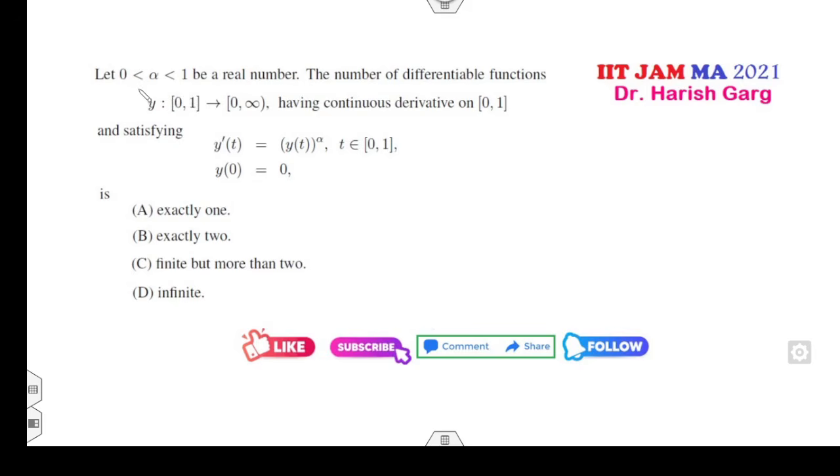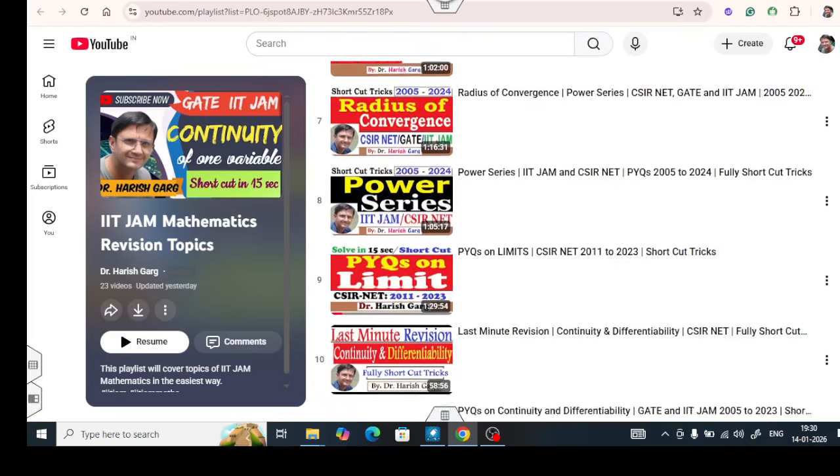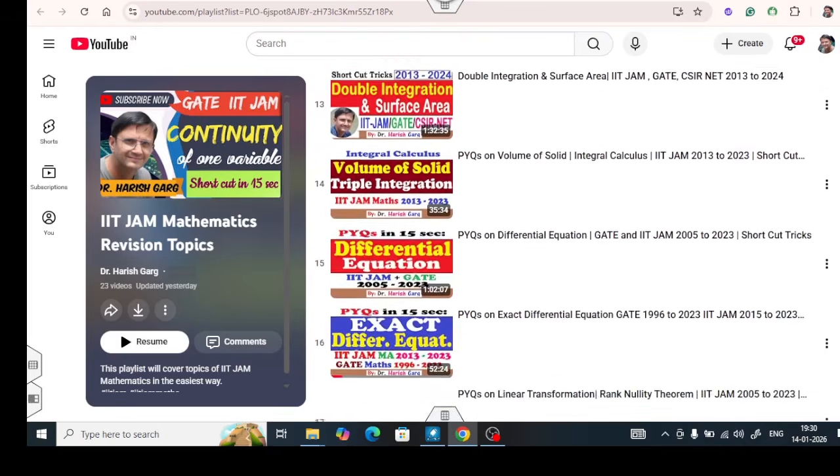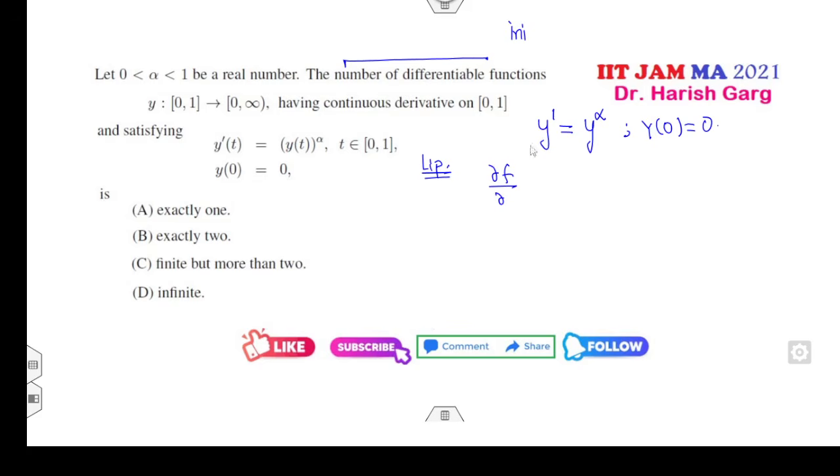Okay, if alpha lies between 0 and 1, the number of differentiable functions y such that y', fine, y(0) is my 0. अगेन वेरी सिंपल. सबसे पहले इसकी लिप्सिस कंडीशन चेक कर लो, तभी सॉल्यूशन पता लगेगा. आप इसके लिए इनिशियल वैल्यू प्रॉब्लम का लेक्चर सुनिए. You can watch my lecture on the initial value problem. Here you can see the differential equation. Fine. You have watched this lecture of the initial value problem, then you can get the result.